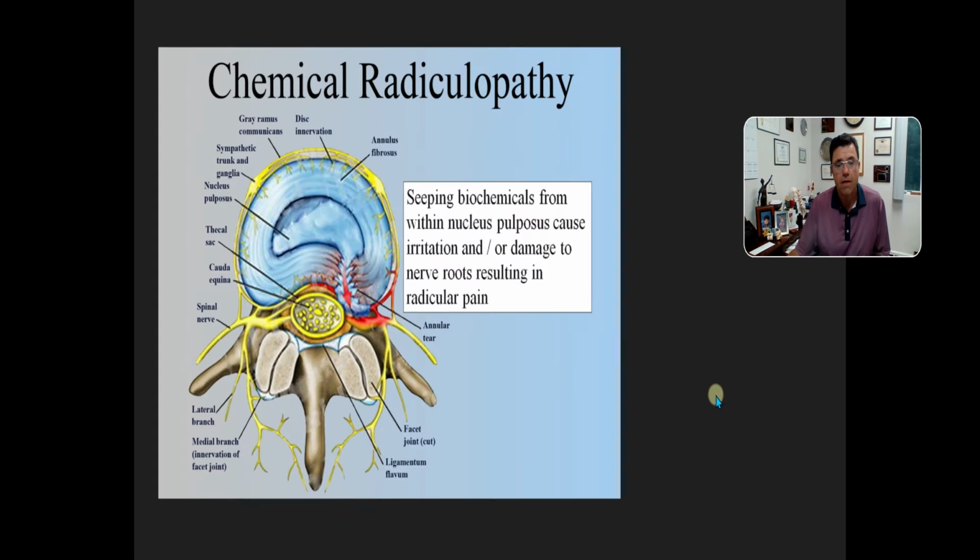Then you have what's known as chemical radiculopathy. What that basically means is that the entire disc has nerves all around it. And you could see that those nerves are not just in one place, they're everywhere. Like you have nerves here in the thecal sac, in the cauda equina. You have nerves going out with branches. There are lateral branches, medial branches, all different types of branches. Some of the nerves go into the facet joints, which are behind it.